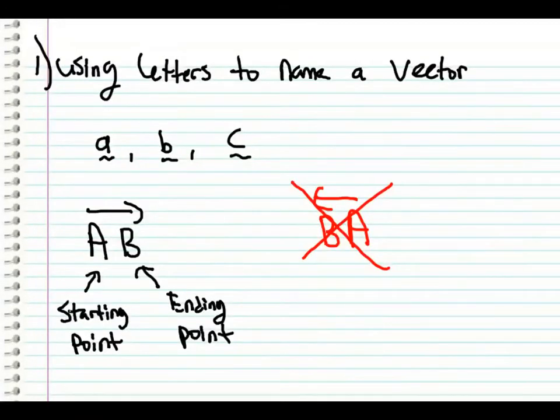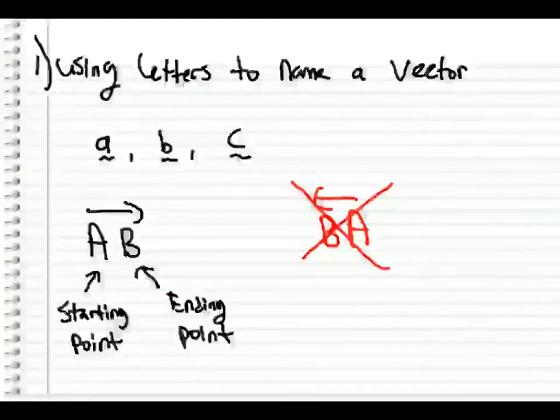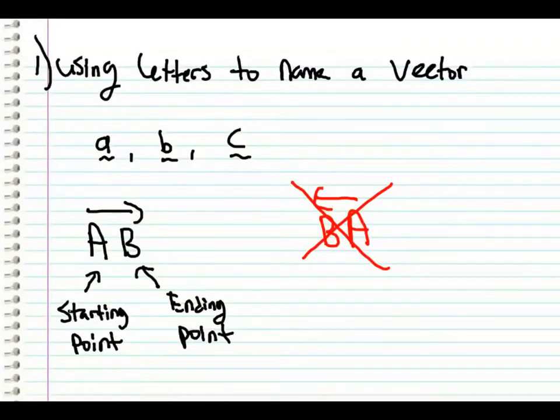Now let's look at the first one, which is using letters to name a vector. We either use small letters with curly lines below them, or we use capital letters. For capital letters, we write two letters, in this case AB. The first letter is always the starting point, and the second letter the ending point. And the arrow always points to the right. Please note that the vector written in red is not possible because the arrow always points to the right from the starting point to the ending point.